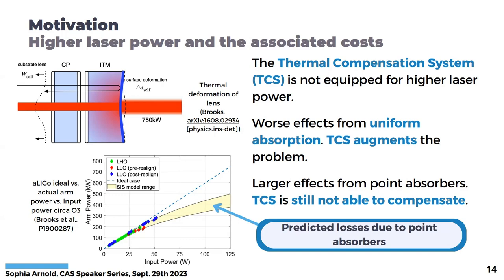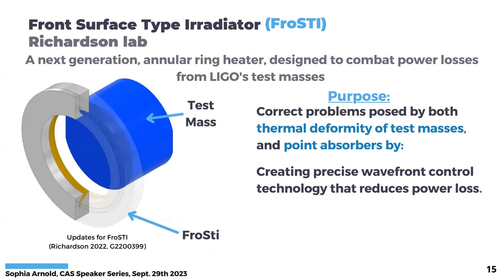So this is actually our loss currently, where the dashed line is the ideal operating power that we could be at. And this little yellow area is our current predicted losses due to point absorbers. And you can see we have a lot of losses that aren't ideal and are really limiting the sensitivity of this experiment. So we have a solution.